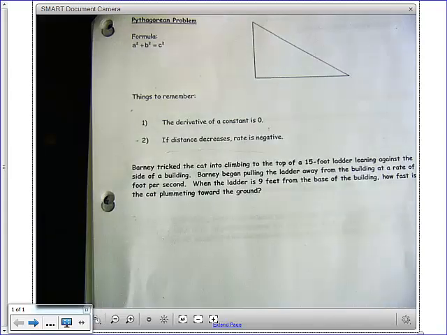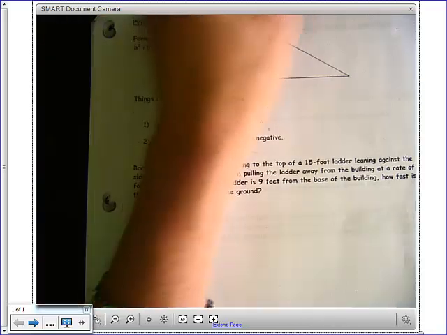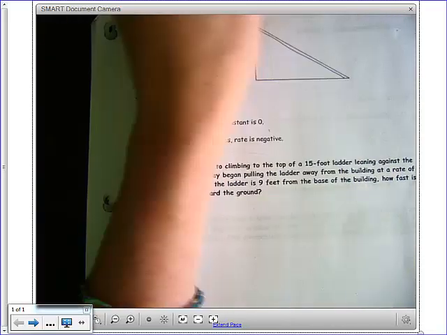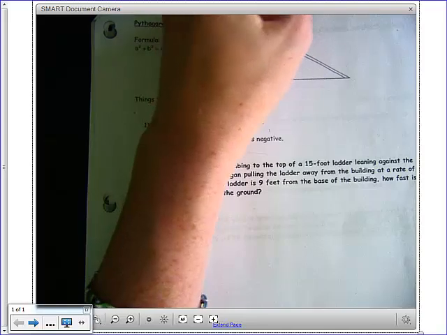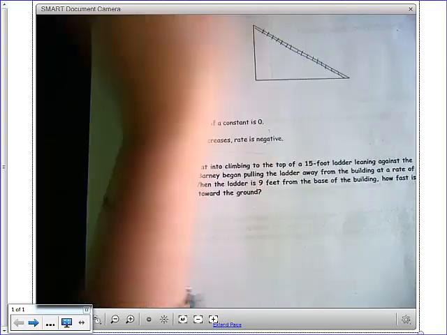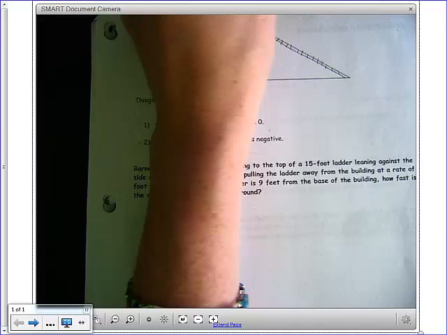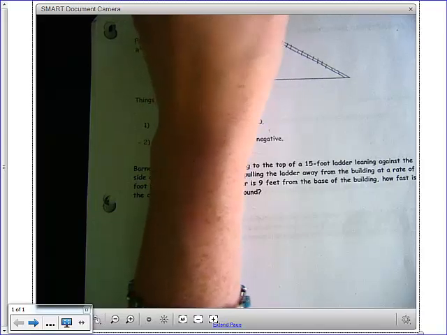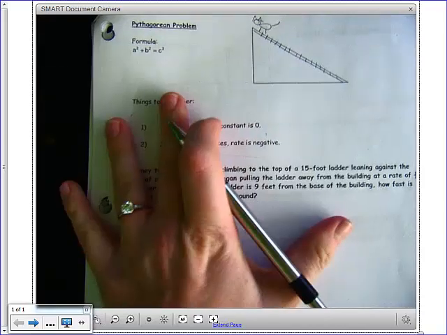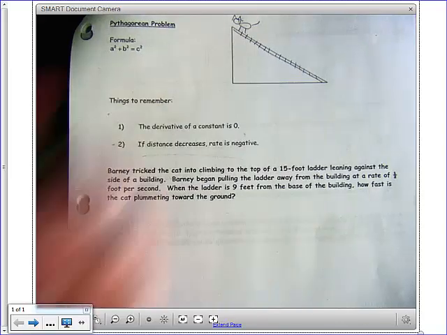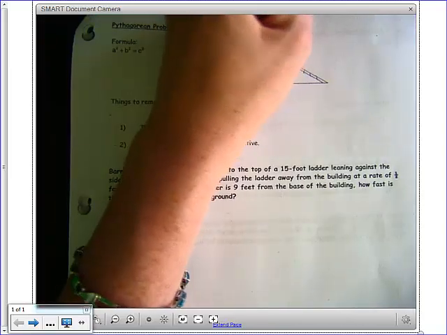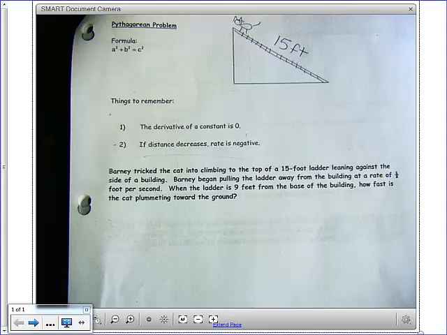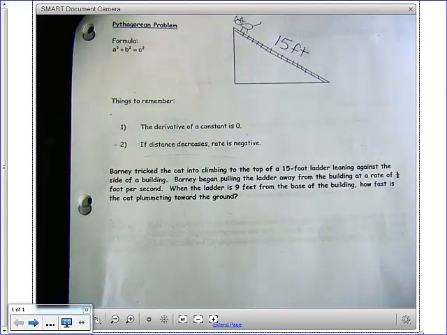So, Barney tricked a cat into climbing to the top of a 15-foot ladder. So let's make this a ladder. And then we have a little kitty at the top. Stick a tail on it, okay? There's our cat at the top of the ladder, and it's 15 feet. Alright? Leaning against the side of the building.